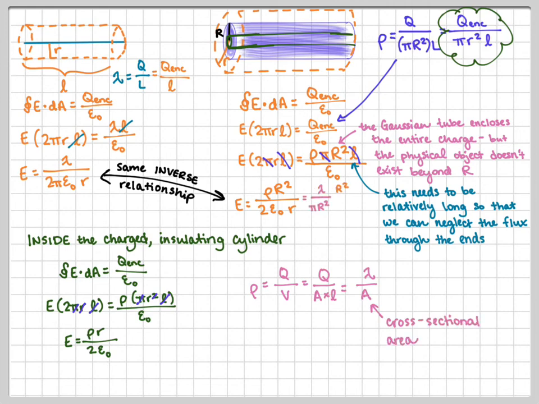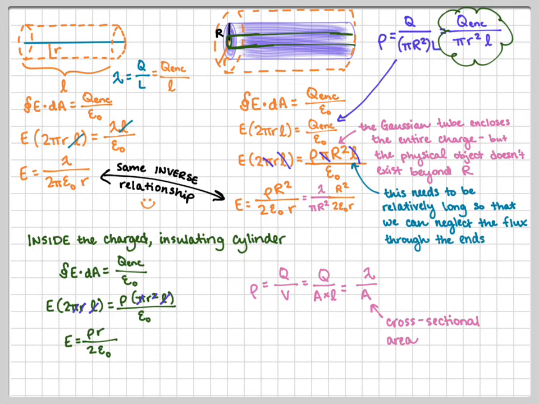Okay. So volume density is charge over volume. Volume for this particular case is going to be the cross-sectional area multiplied by the length of the cylinder. Oh, hey, earlier we said that charge over length is linear charge density. So you could say that rho is equal to your linear charge density divided by your cross-sectional area. So I just thought this was kind of cool.